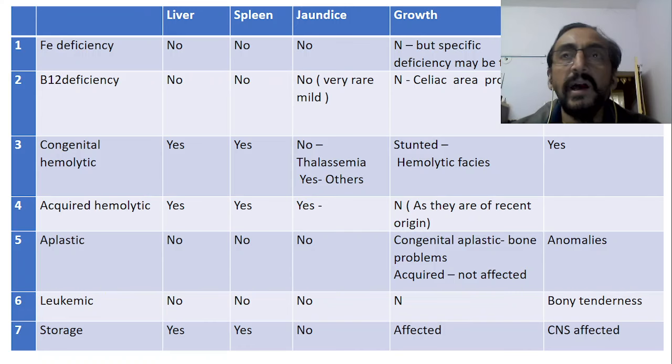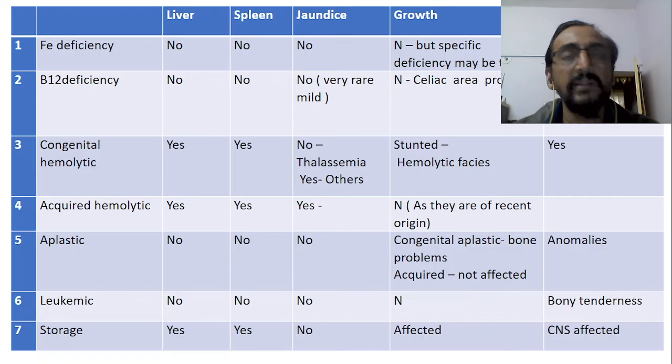In this condition, the RBC which is formed is not of the proper shape and size, and as a result, their lifespan will be reduced and they will be destroyed very early by the spleen. Again, in congenital anemias, the liver will be enlarged, spleen will be enlarged because they are doing extra work of destruction.